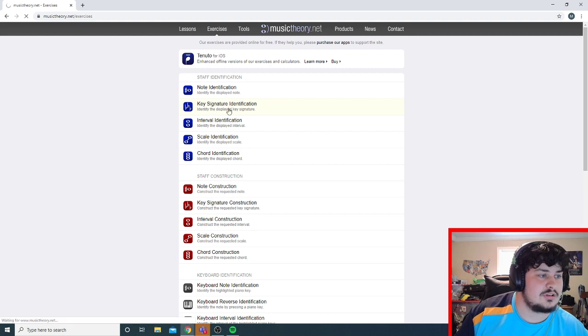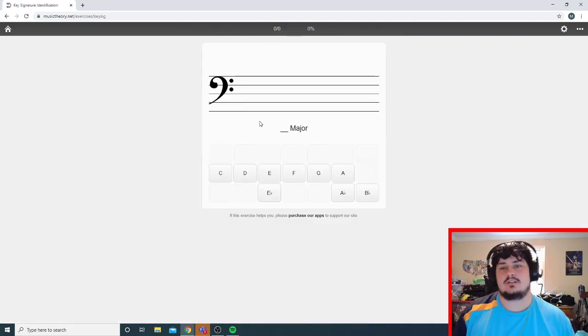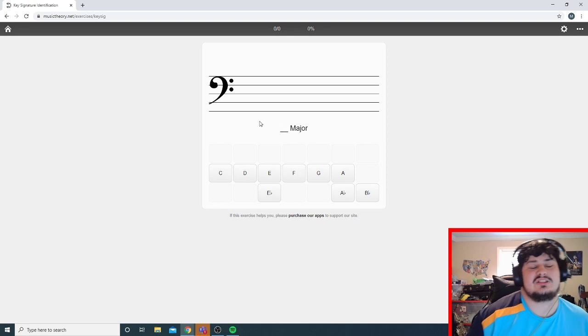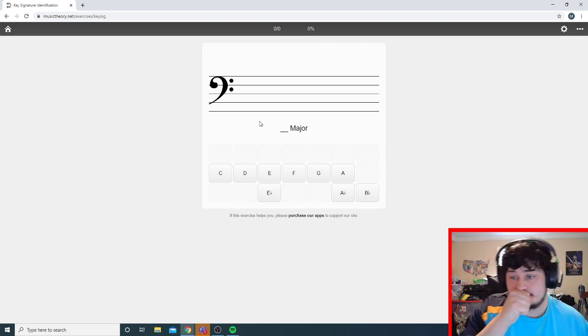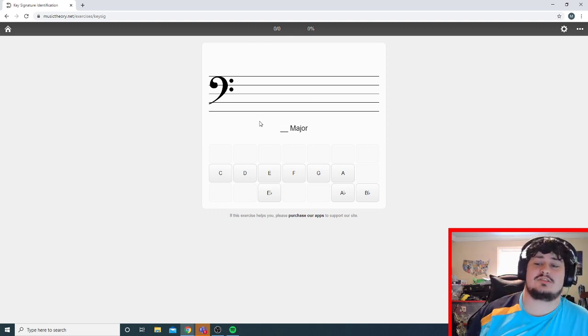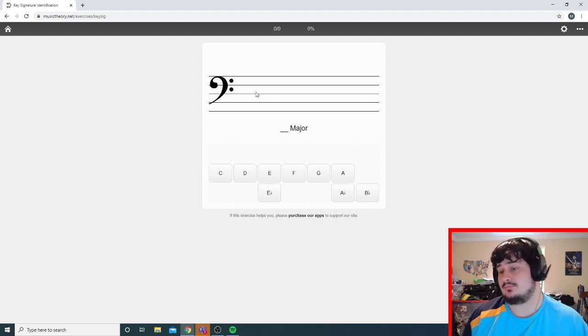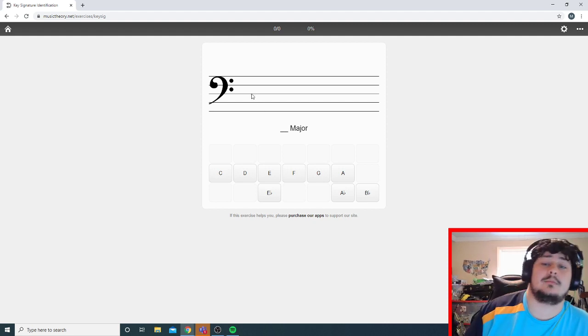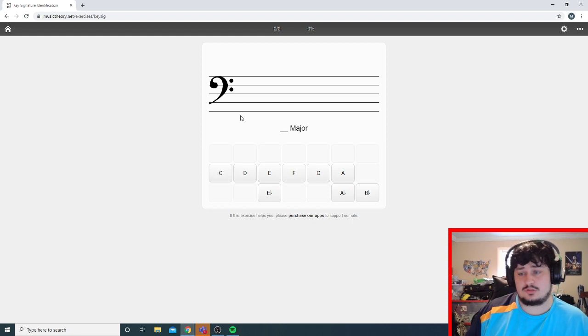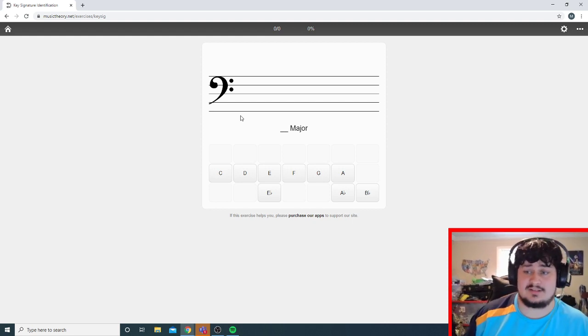Key signature identification. I have treble and bass clef in here. I have set this exercise up exactly like your homework. It won't be any different. There is a treble clef and a bass clef example for your homework this time. I'm sorry I didn't do that last time, that was my fault.